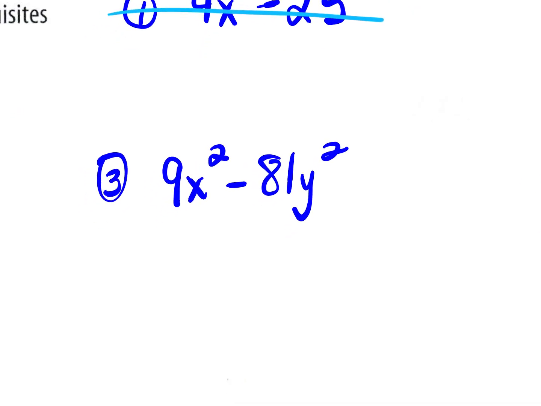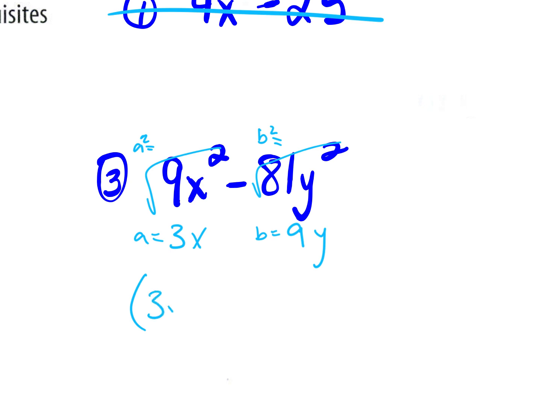Number 3, it's the difference of squares 2. So this is a squared. This guy would be b squared. We want to figure out what just a is and what just b is, so we would take the square root of both of these. So square root of 9 would be 3, and then we can't forget about that x there, and then the square root of 81 would be 9, and we can't forget about the y. So then when we write this out into our factors, it'd be 3x minus 9y and 3x plus 9y.